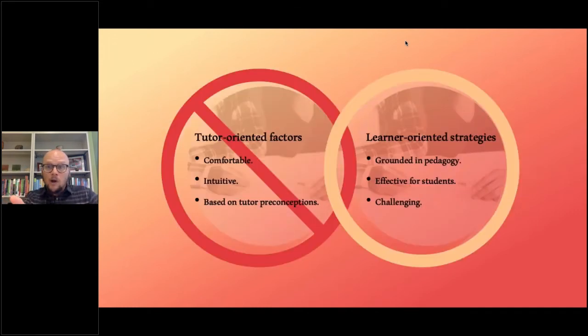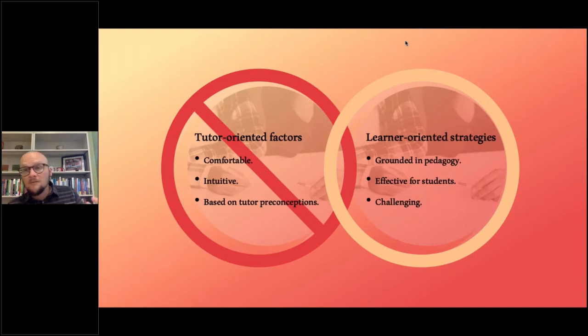So here's really the goal, right? In tutor training, we're trying to take these students who are coming in with tutor-oriented factors, right? Left to their own devices, as I would, or you would, or any of us would, they're going to approach tutoring sessions based on their preconceptions, and based on what's comfortable to them. So they're going to do the things that in the moment, in that interaction, feel comfortable, feel easy to implement, feel intuitive, which means it lines up with how they're thinking about tutoring coming in, and based on all of those preconceptions.